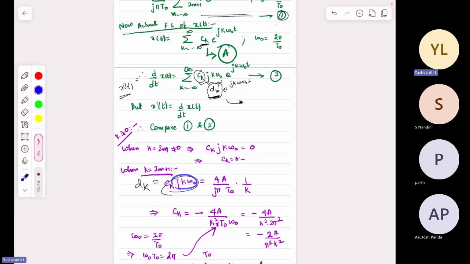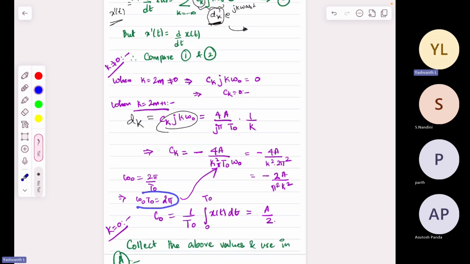Therefore, what I do is bring jk omega naught to the RHS. So ck is equal to minus, this minus is coming because j into j square is minus 1. Minus 4a by k square pi t naught into omega naught. K square is coming because there's a k here and there's also a k here. Pi is already here, t naught is already here, and omega naught is coming from the LHS again. Now what we know is that omega naught t naught is equal to 2 pi. So this also becomes 2 pi into pi, that becomes 2 pi square. So between 2 and 4, it becomes 2a by pi square k square, with the minus.